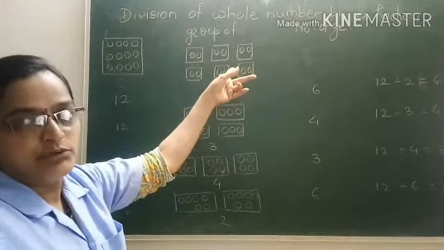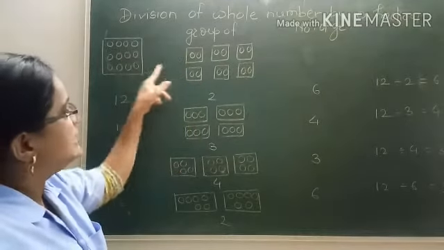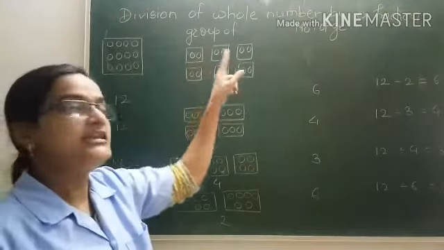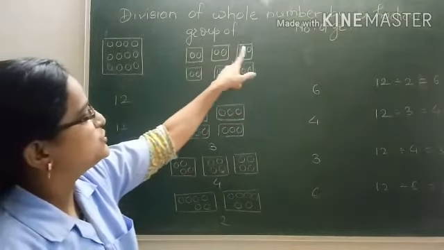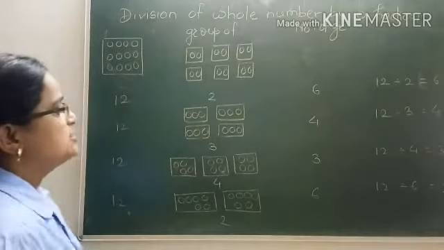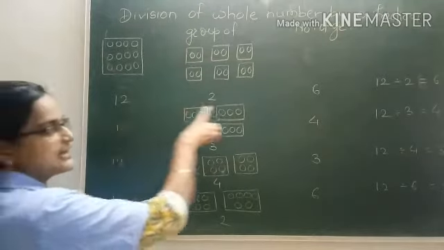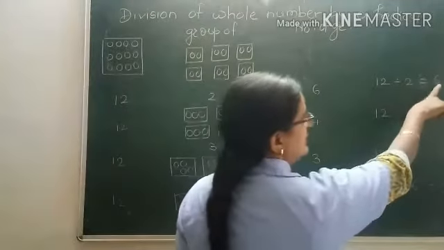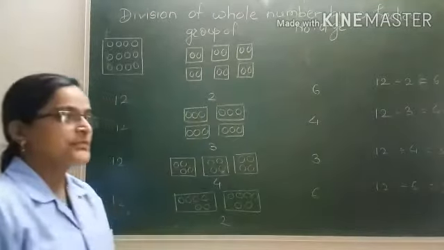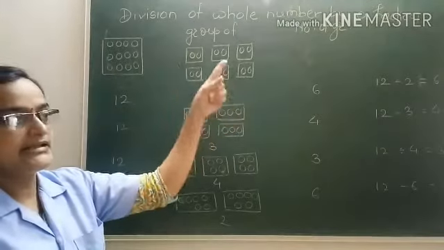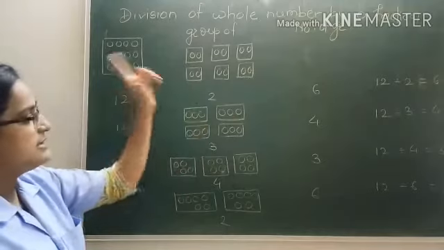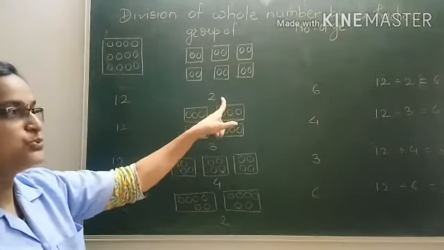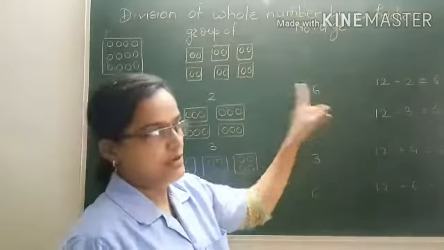I have 12 marbles and I have decided to keep two marbles in each small box. So how many boxes will I need? 1, 2, 3, 4, 5, 6. So from this, may I say that 12 divided by 2 is 6. If this concept is clear, then only you will understand the further concepts. 12 marbles divided into groups of 2, 6 groups would be formed.